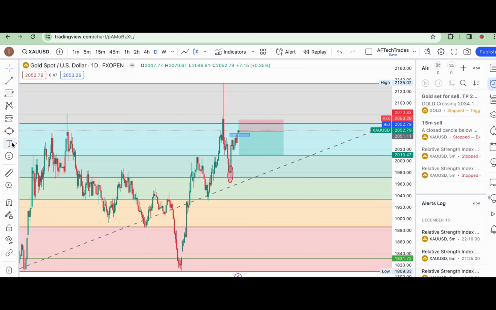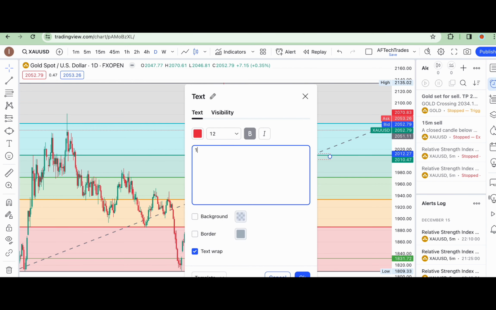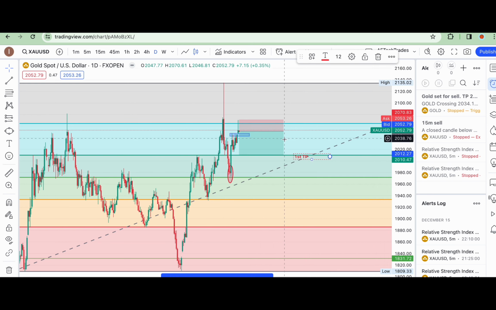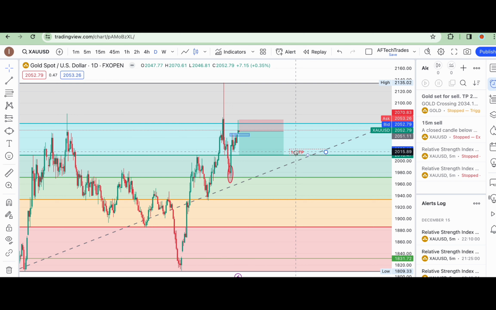Let me put a text there. Here, first TP. I'm going to open first take profit. Excuse me. This is my first take profit here in this region.